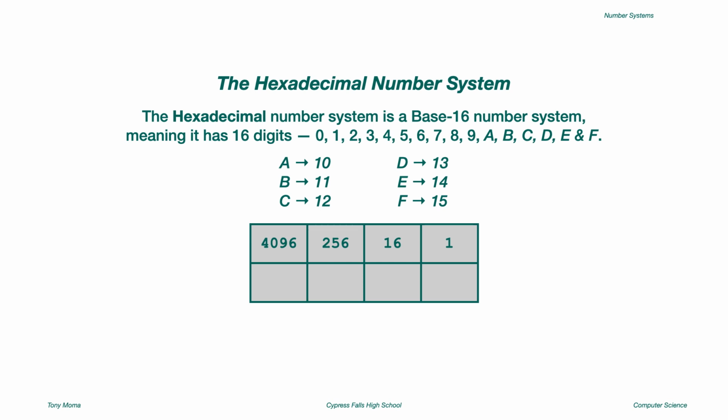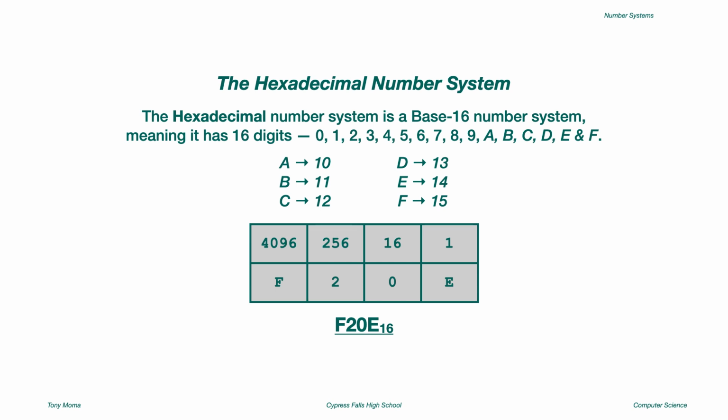Let's do one last example. Let's do a 4-digit hexadecimal number. Let's do F20E, base 16. Once again, the rightmost digit goes in the rightmost column, the second rightmost digit goes in the second rightmost column, the third rightmost digit goes in the third rightmost column, and the fourth rightmost digit goes in the fourth rightmost column. Remember, the letter F represents 15, and the letter E represents 14.